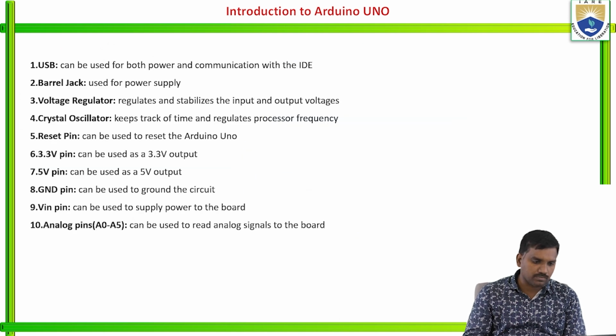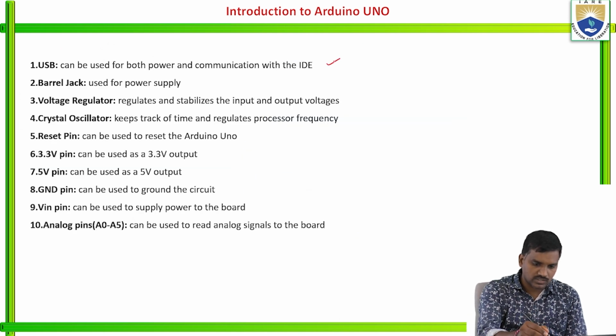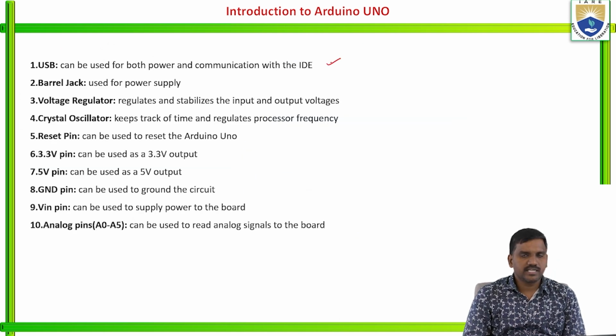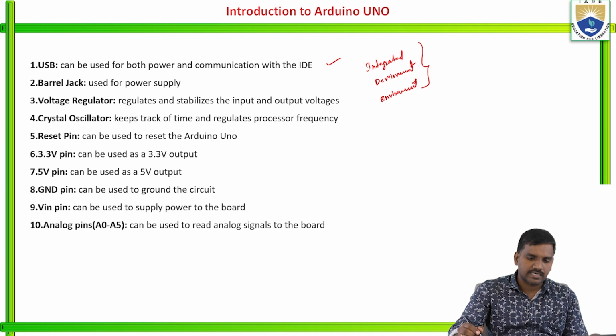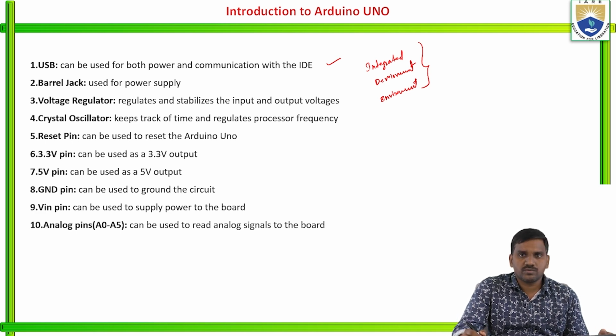So let's see one by one. The first one is USB. It can be used for both power and communication with the IDE, Integrated Development Environment. IDE stands for Integrated Development Environment. The barrel jack is used for power supply.